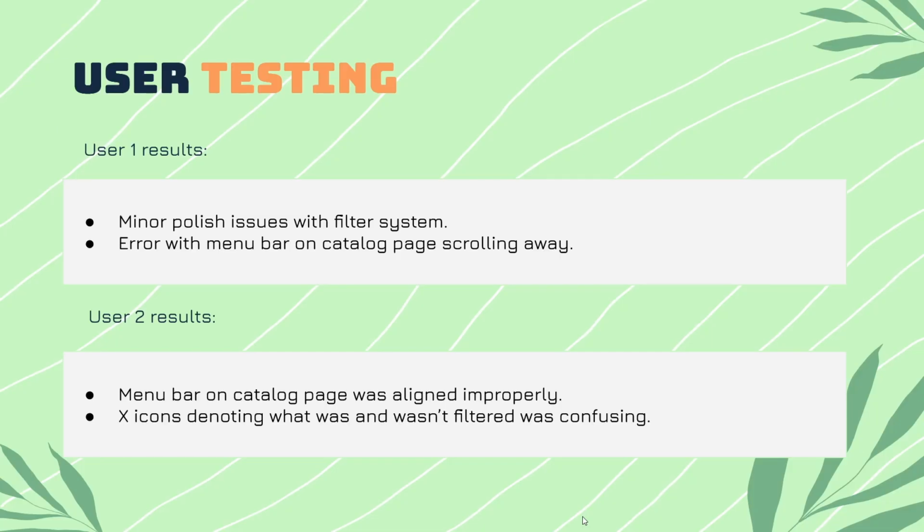We performed user testing with 2 participants. Most of what was noticed was minor polish issues with our app, such as gaps in the filter system and an improper alignment and scrolling issue on the catalog menu bar. These issues were fixed for the final prototype.